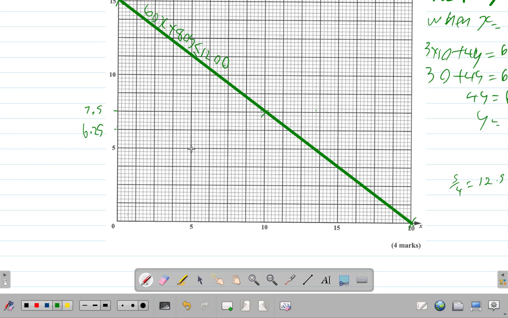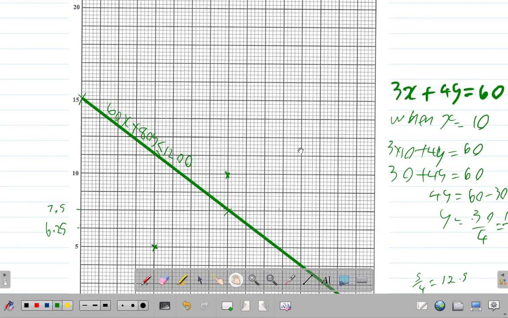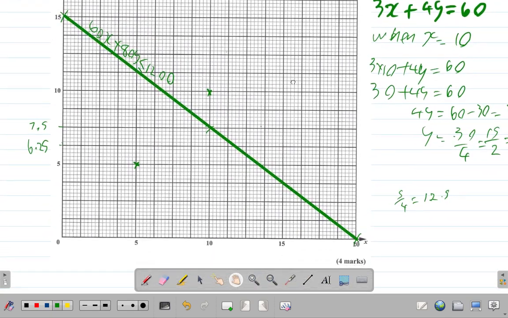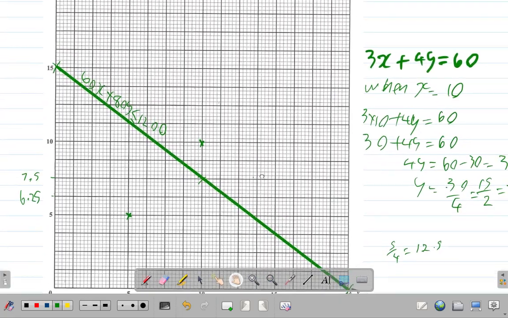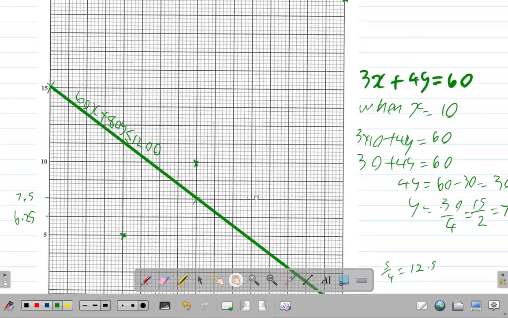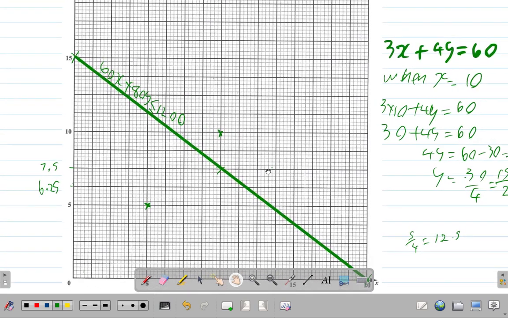When x is 5, y is 5. When x is 10, y is 10. X and y are the same, x equals y. When x is 20, y is 20, because x equals y. But anyway, there are only 2 points we need to plot. So what happens now? The line is going to come. When x is 0, y is 0 too. So the line is going to come something like this, right?